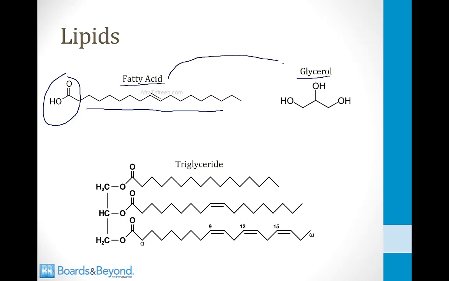If you link three fatty acids to a molecule of glycerol, you will get a structure called a triglyceride. And this is what most of the fats in our diet look like. Most of the fats we consume are triglycerides. They're made up of a glycerol molecule here attached to three different fatty acids.